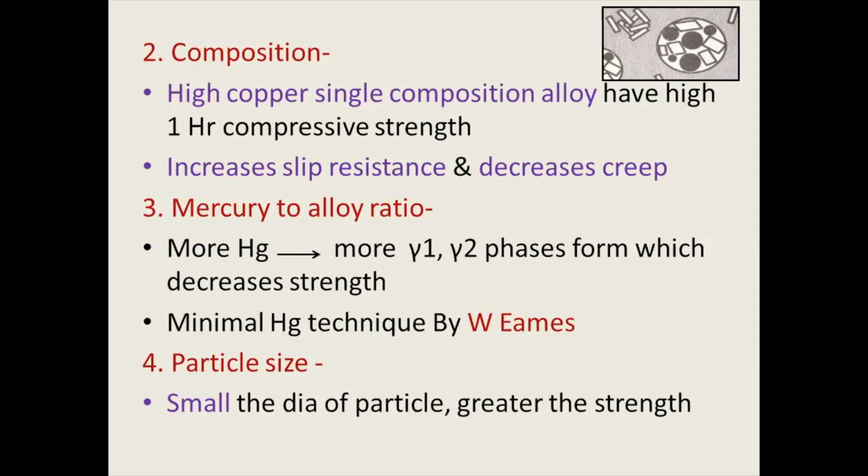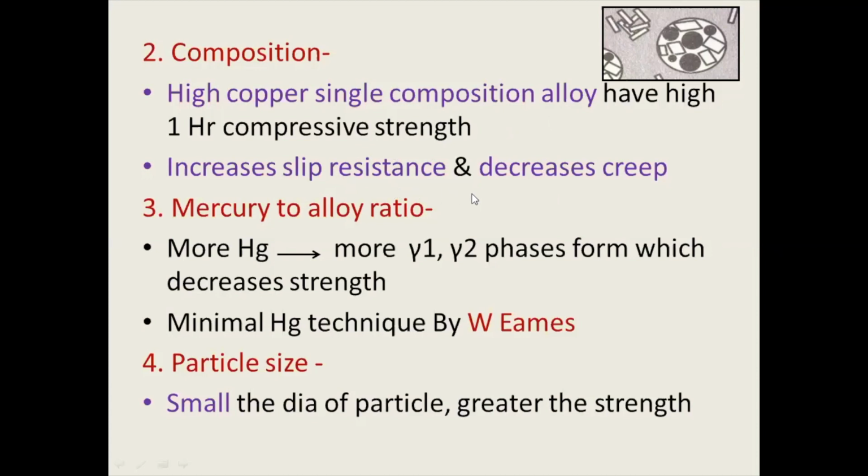In admix also there is a formation of eta, and in single composition also there is a formation of eta. But in single composition, how are the eta phases present? They are interlocked with the matrix of gamma 1. Because of this, there is the highest strength of single composition, and because of this strength, there is increased slip resistance of the restoration and a decrease in creep.